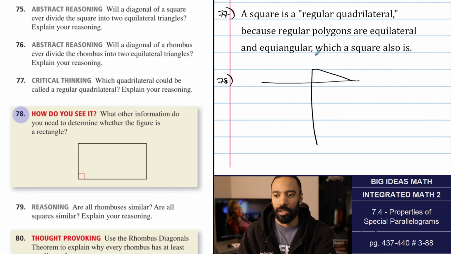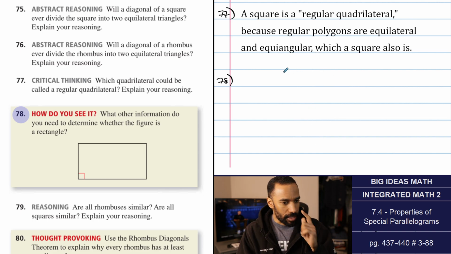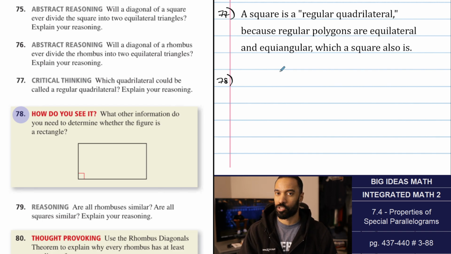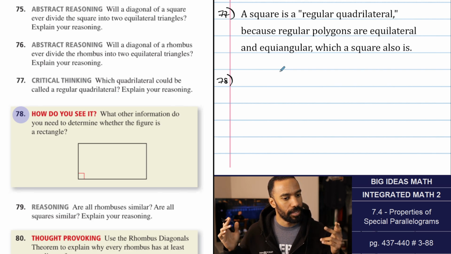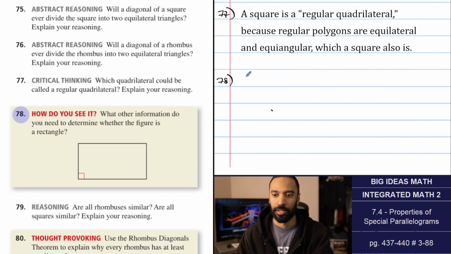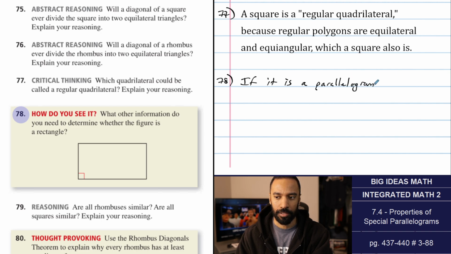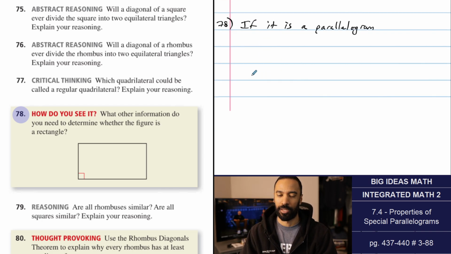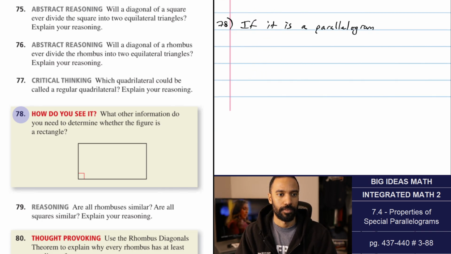Anyway, one piece of information. We've done this a lot already when we were doing earlier work on parallelograms: if we have a single right angle, then it was a rectangle. If I knew this was a parallelogram, that would be enough. What other information? If it is a parallelogram, now, that means a lot of things. Right now, just opposite sides parallel. But if it's a parallelogram, that would be enough, and then I'm good.